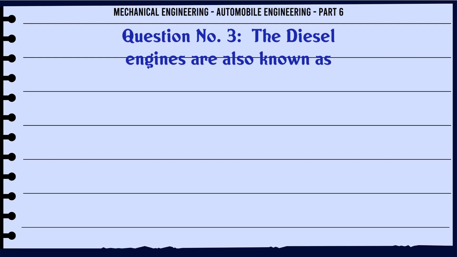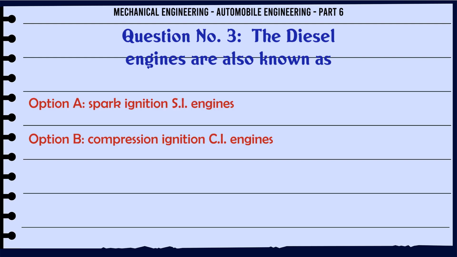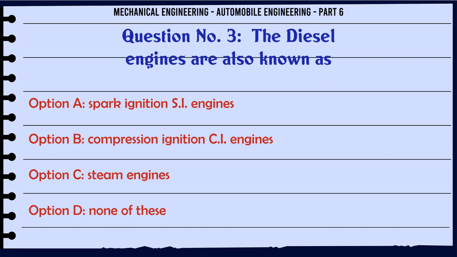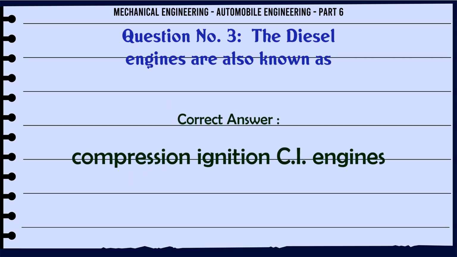The diesel engines are also known as: A. Spark ignition SI engines, B. Compression ignition CI engines, C. Steam engines, D. None of these. The correct answer is compression ignition CI engines.